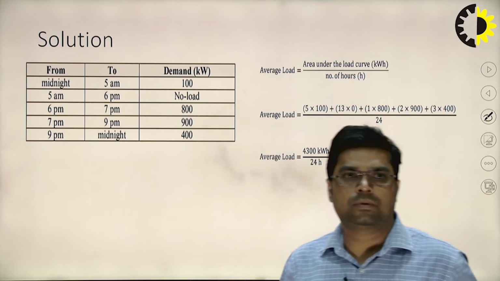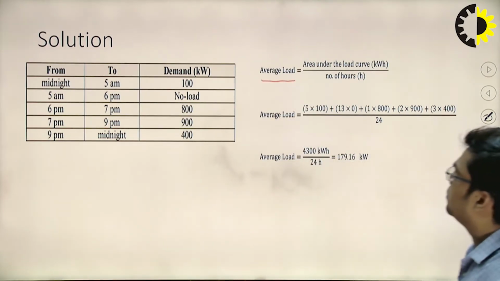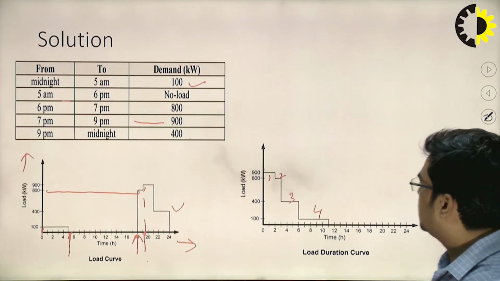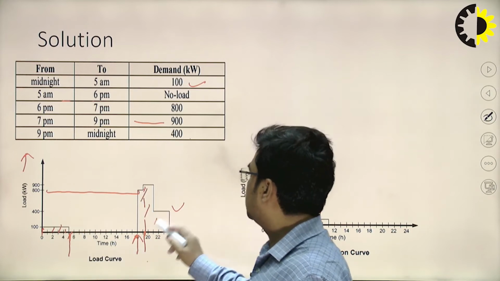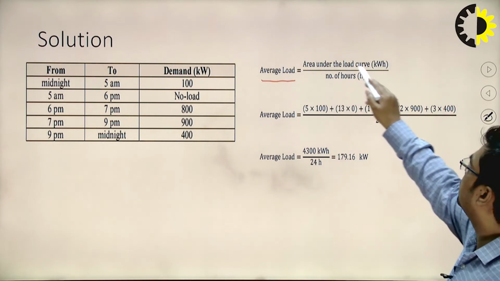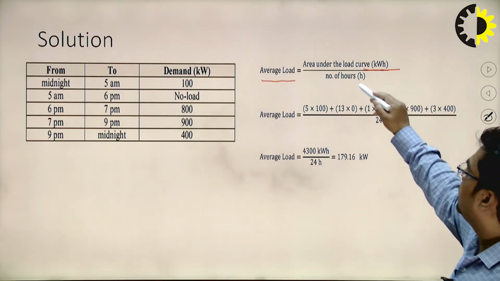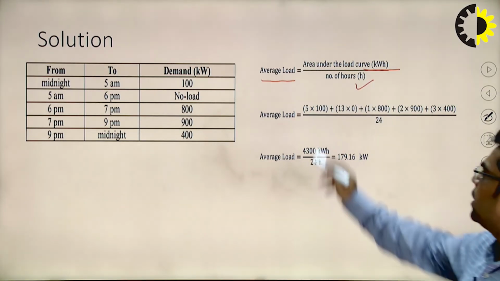So first of all we have to calculate the average load. How to calculate the average load? We have to calculate the area under the load curve, meaning the area covered by this load. If we know the area under the load curve in kilowatt hours, and we divide it by the number of hours used, then we will get the average load.